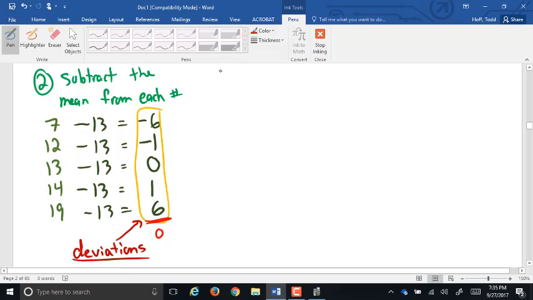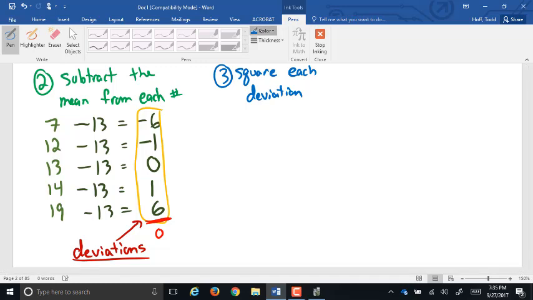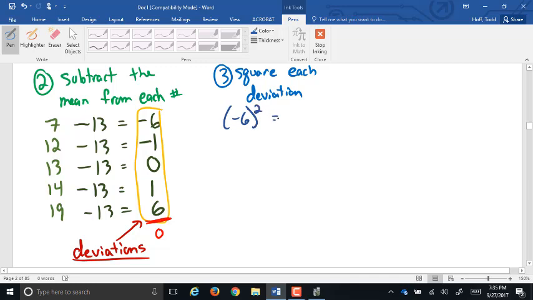Step 3 is to square each deviation. So negative 6 squared. Now be careful. I want you to punch this in your calculator. Should be positive 36. How many of you came up with negative 36?